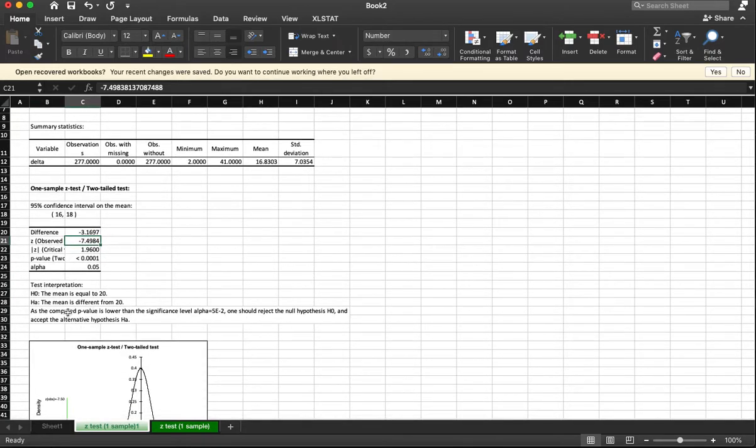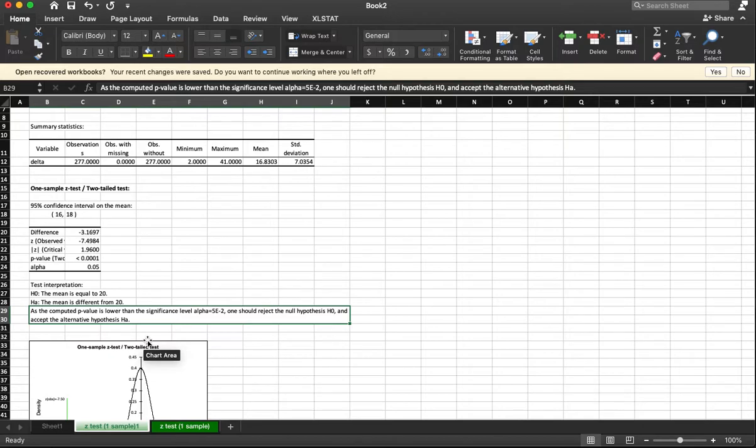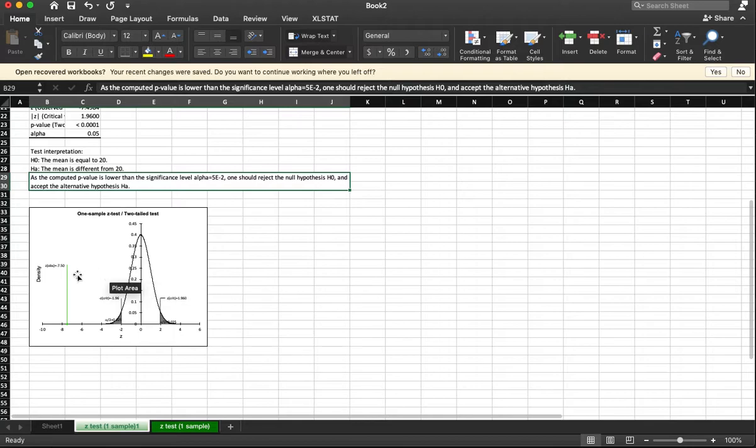And this very helpfully tells us the null hypothesis is that the mean is equal to 20. The alternative hypothesis is that it's not equal to 20. And as the computed p-value is lower than the significance level, we should reject the null hypothesis and conclude that there is evidence to suggest that the mean is not 20. There we go.